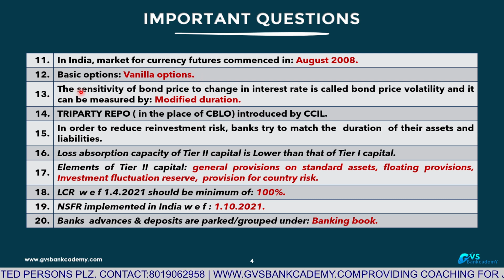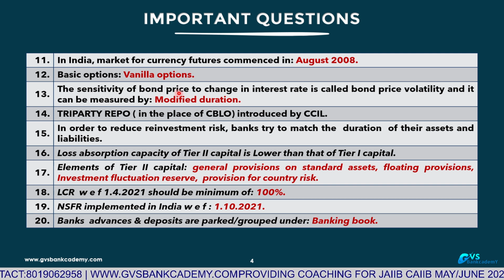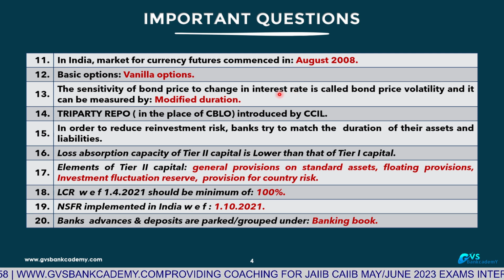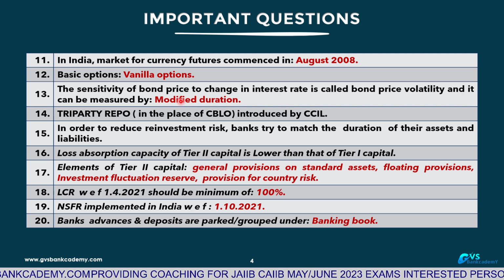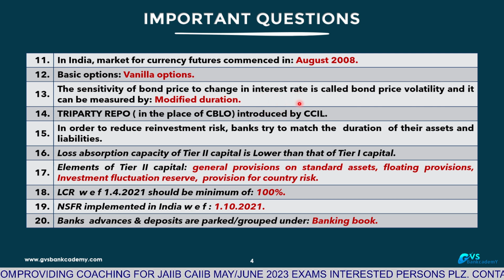Question number 13. The sensitivity of the bond price to change in interest rate is called bond price volatility, and it can be measured by modified duration. The change in the bond price to change in interest rate is called bond price volatility. It can be measured by modified duration. What is the formula for modified duration? Macaulay duration divided by 1 plus R, where R means yield.